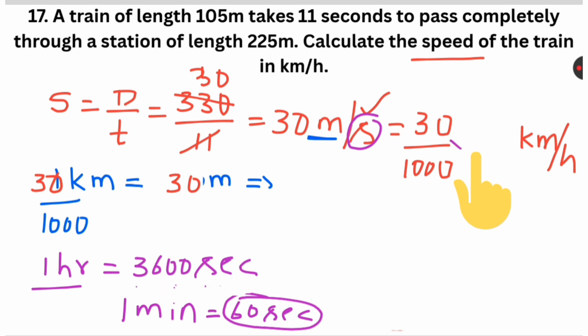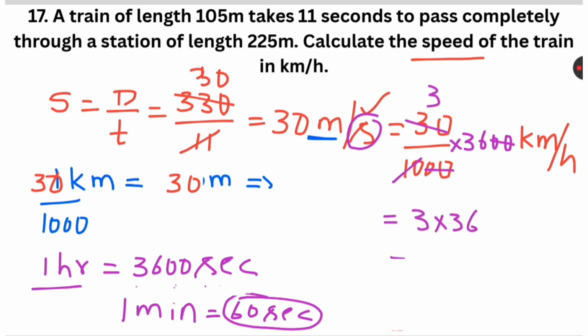So let's write here 3600. These two zeros get cancelled. 10 times 3 is 30. So now we have 3 times 36, which gives 108 kilometers per hour. This is the speed of the train.